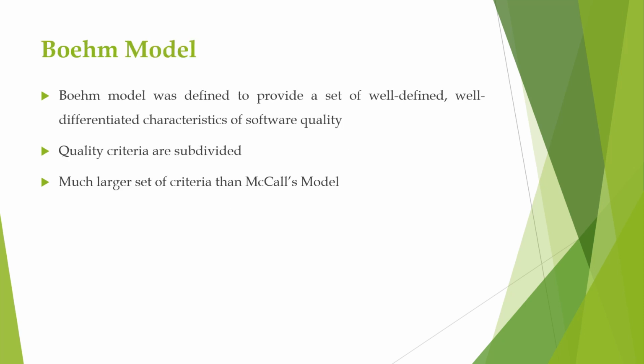And the next one is the Boehm model. The Boehm model was defined to provide a set of well-defined, well-differentiated characteristics of software quality. The model is hierarchical in nature, but the hierarchy is extended so that quality criteria are subdivided. The first division is made according to the uses of the system.